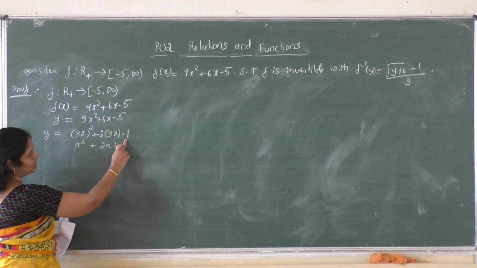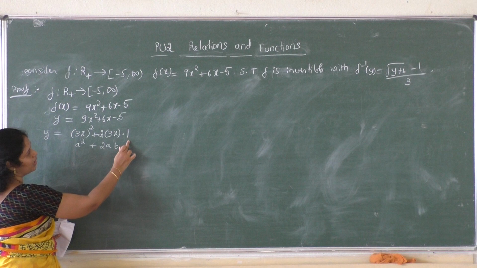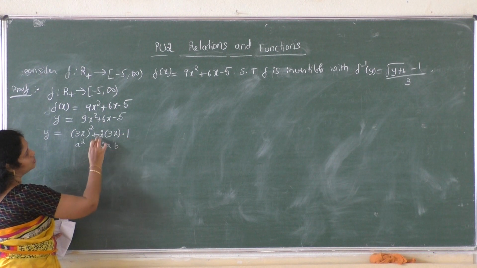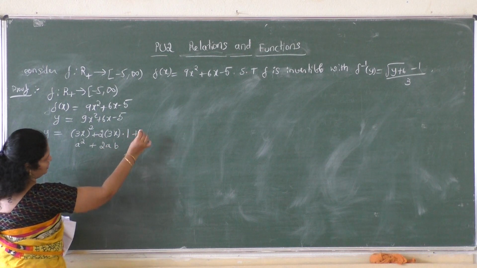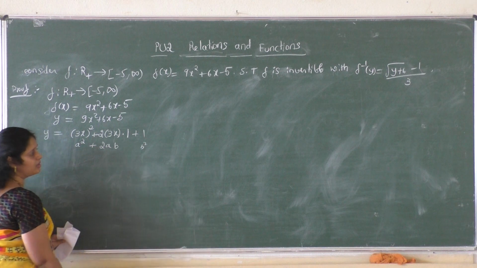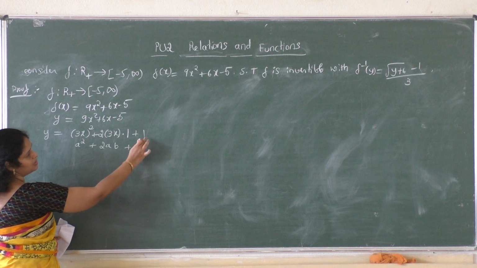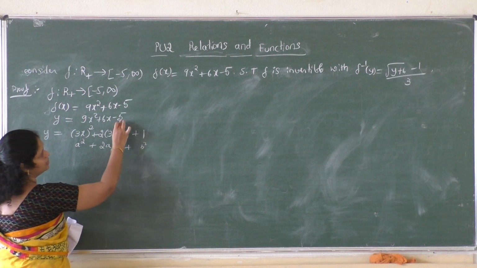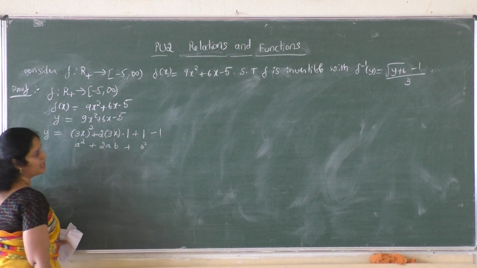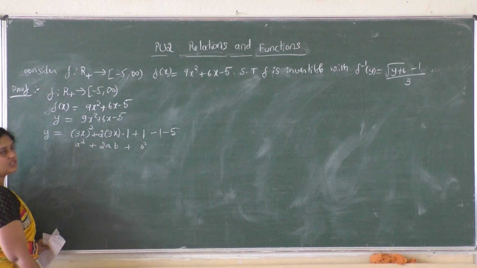So which number do we have to multiply to get 6x? Then 2 into 3x into 1, that is equal to 6x. So I multiply 1. So that will become 2ab plus b square. So what is b square? That is equal to 1 square, 1. Now this is a square plus 2ab plus b square. So I added 1, but here we are having minus 5, not 1. So I can subtract 1. Then I am writing minus 5 as it is.